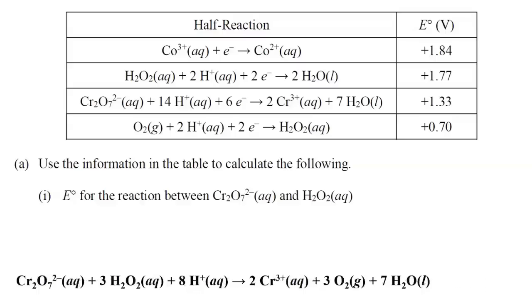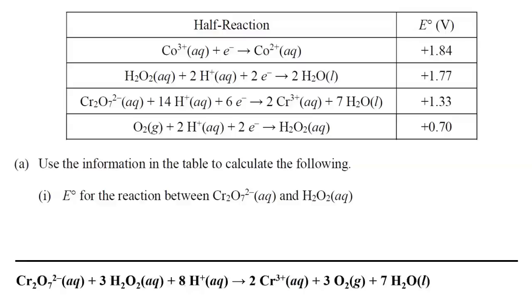The overall balanced chemical equation involves 1 mole of the aqueous dichromate ion reacting with 3 moles of aqueous hydrogen peroxide plus 8 moles of the aqueous H+ ion. And on the product side, we have 2 moles of aqueous chromium 3+ ions, 3 moles of oxygen gas, and 7 moles of liquid water. So that's my target equation.